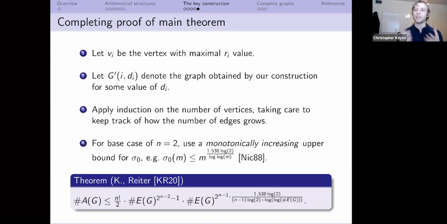But if you do an induction here and you keep track carefully of how the edge set is growing each time you apply this construction, and then you apply a monotonically increasing upper bound for the divisor function at the end, you get something like this. So hopefully you believe me that it makes sense that the number of vertices would show up as an exponent, and some value of the divisor function would show up here. But I'll leave the rest of the details to my paper.